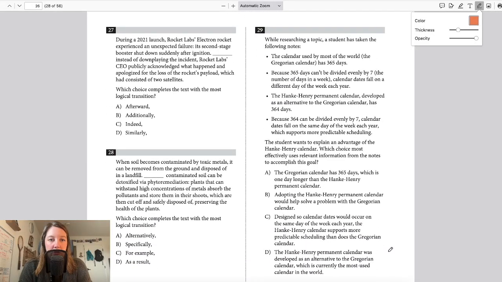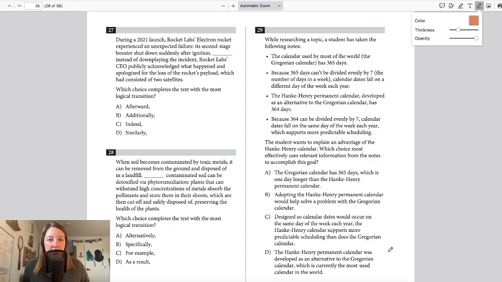During a 2021 launch, Rocket Lab's Electron rocket experienced an unexpected failure. Okay, so this question is asking us to complete the text with the most logical transition. Sometimes when we're identifying question types, they make it really easy for us. This is a transition question, right? So we just need to have a sense of how these two sentences or phrases relate to each other. What kind of relationship they have. Positive, negative, neutral, causal, right? Is one causing the other? That kind of thing.